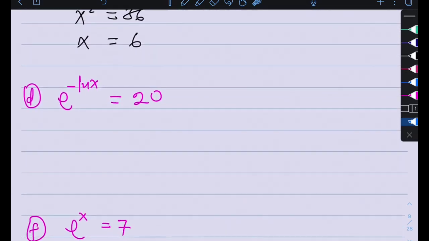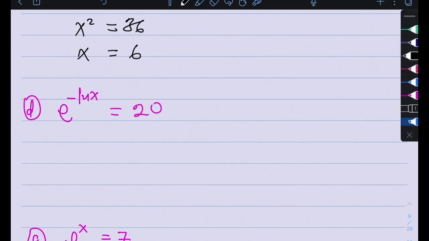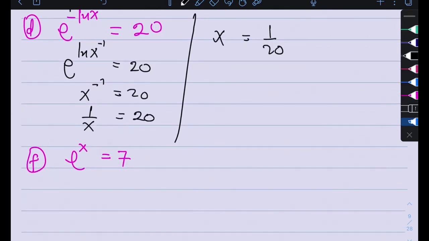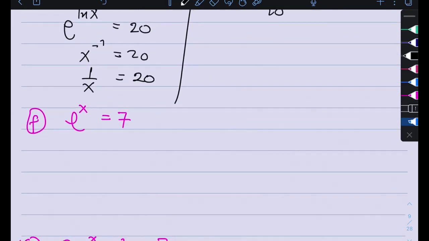All right, let's continue. How about this problem? Let this negative come back. So you are going to have e to the power ln x to the negative 1 is equal to 20, giving you x to the power negative 1 is equal to 20. Remember indices, 1 over x is equal to 20. Therefore, x is actually 1 over 20.